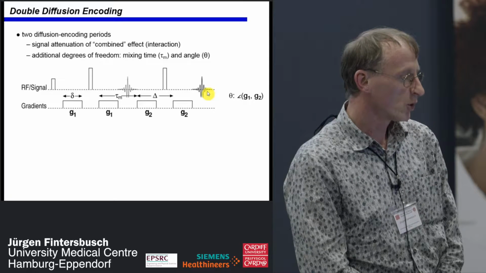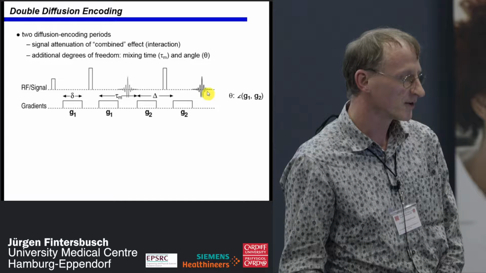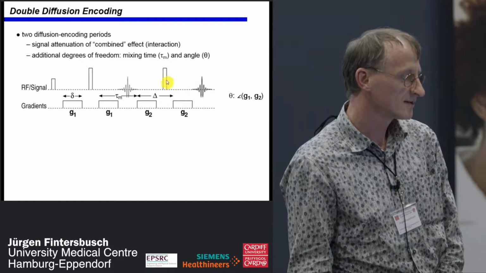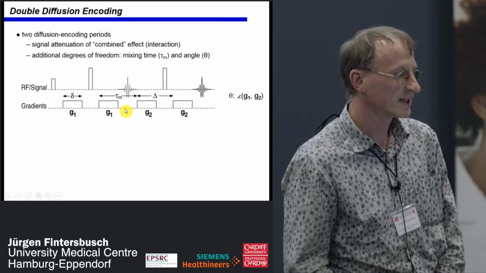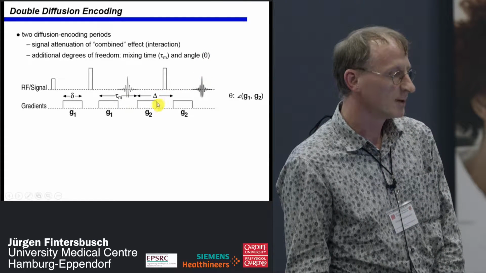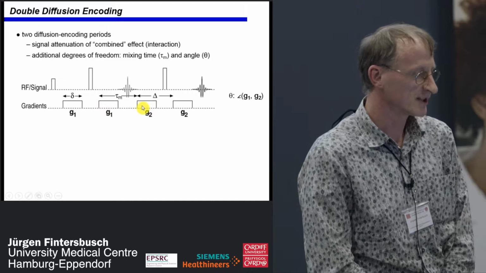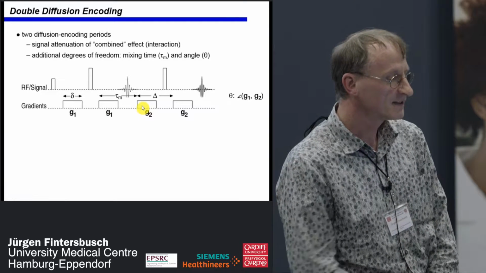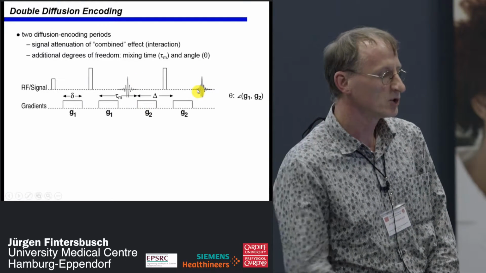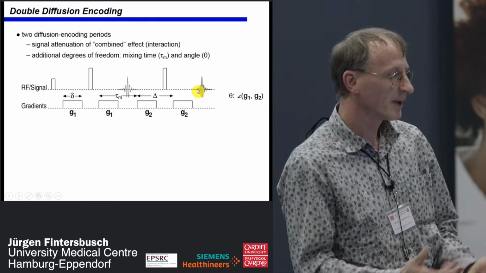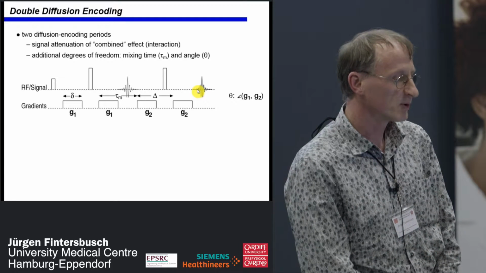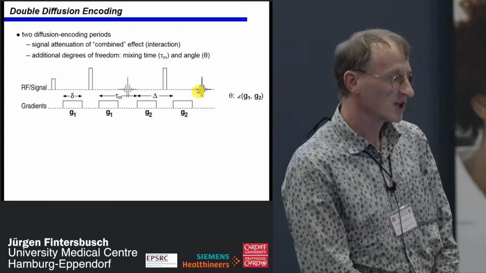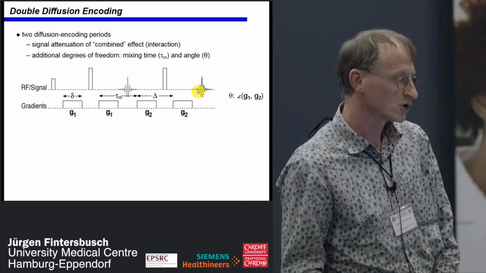There are two important additional degrees of freedom compared to the normal single diffusion encoding experiment: the mixing time between the two diffusion encodings and the relative angle between the two gradient directions. These two parameters may have a significant impact on the signal amplitude we acquire depending on the microstructural parameters of the sample, and they may emphasize different of these parameters. This is why this approach is quite interesting and several groups are doing research on it.